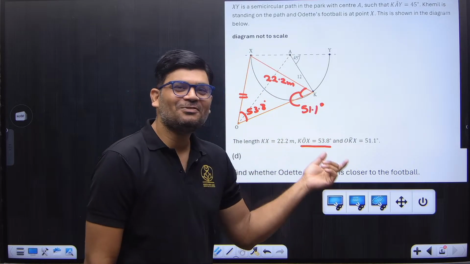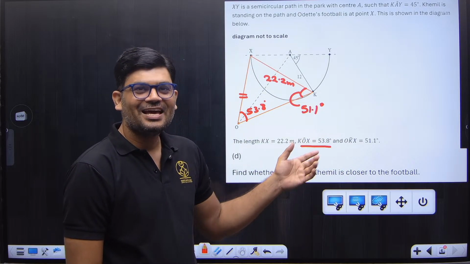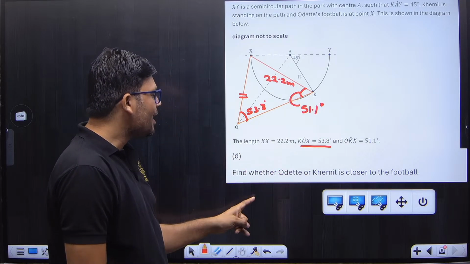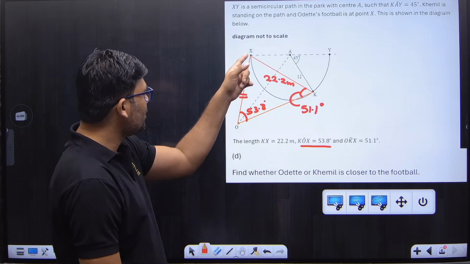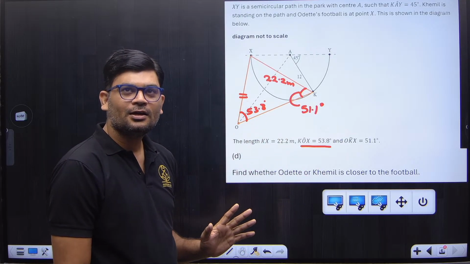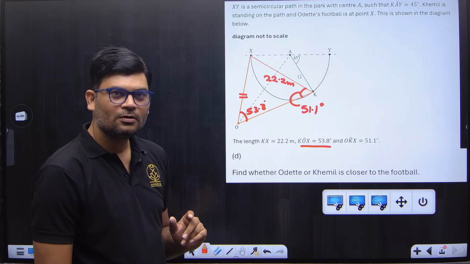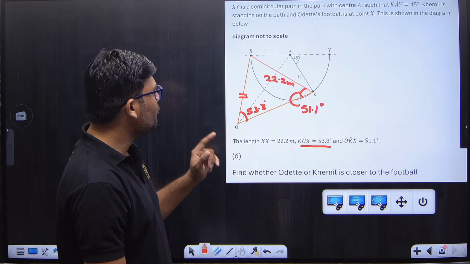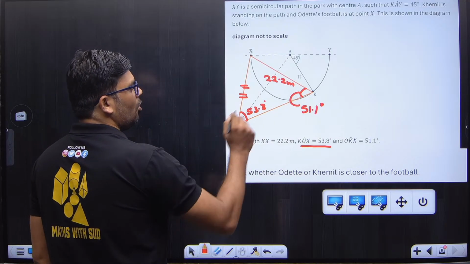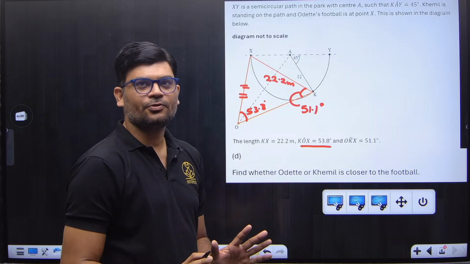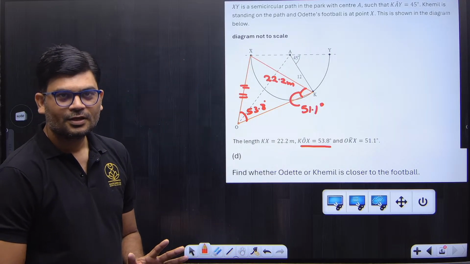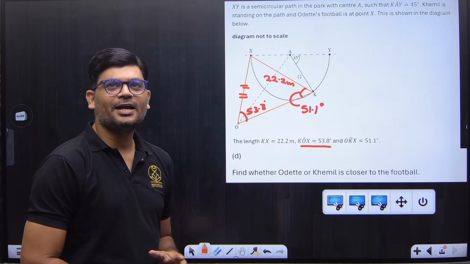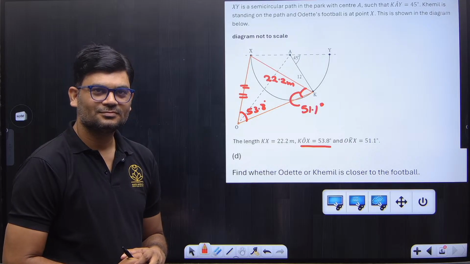So it is given to us that 51.1 degrees is the angle they are giving us. The question is different. The question is, find whether Audit or Camille is closer to the football. The football is at X, Camille is at K, and Audit is at O. So you have to tell me whether OX is greater or KX is greater. This is what the question is asking you. Are you getting it? You have to interpret the question first. Now tell me what you didn't get. Understood?